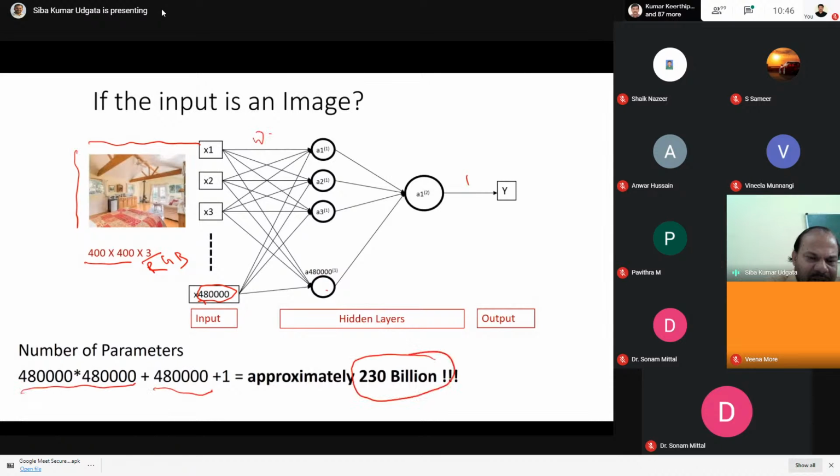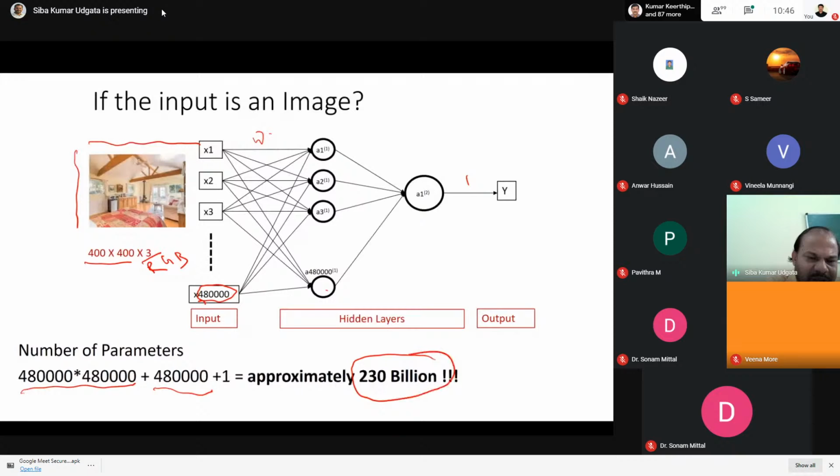I repeat, 230 billion. 1 million equals 10 lakhs. 1 billion equals 100 crores. So that means 2,300 crores of weights are there. Now these 2,300 crores of weights need to be trained, adjusted, fine-tuned, so that when you provide the images, the required output will come. That is huge. Even if you take a high-speed computing system, it will take years to train it. So this is the problem.